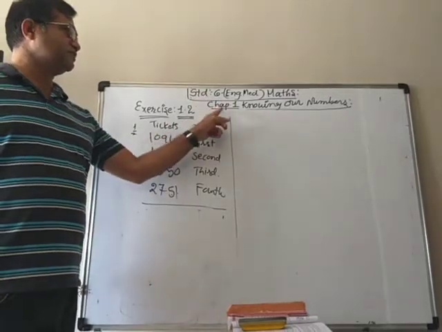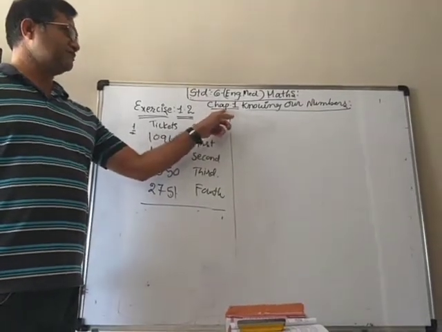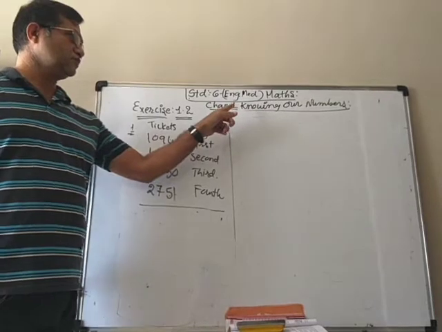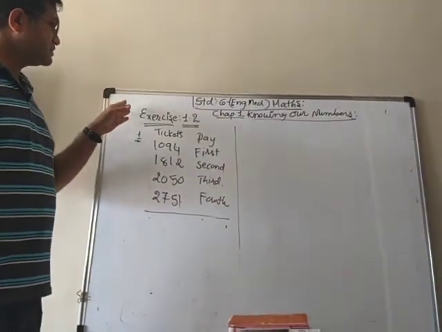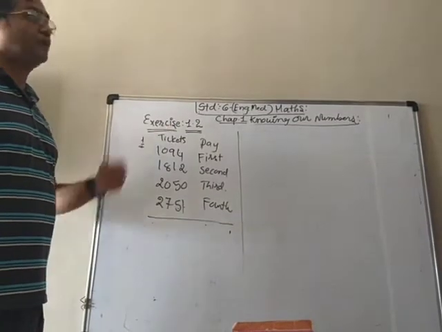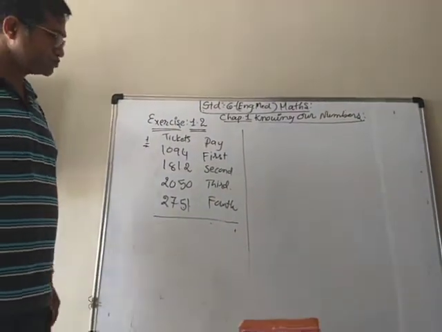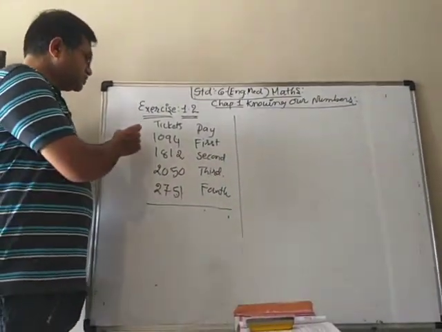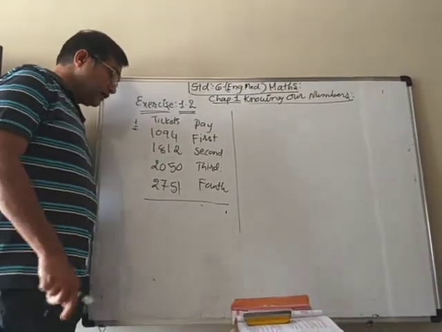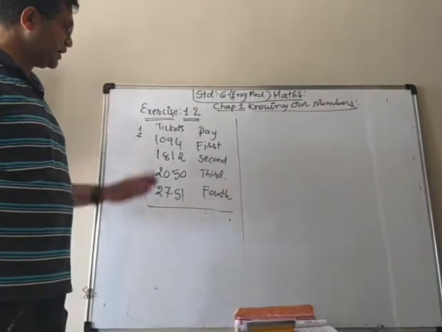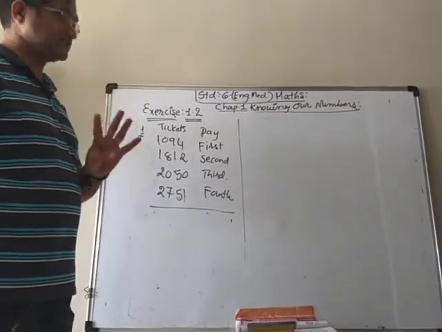Standard 6 English medium. We were busy with chapter number 1, knowing our numbers. Now, today we will do some examples from exercise 1.2. Here first, it says that there was a book exhibition, and it was for 4 days.